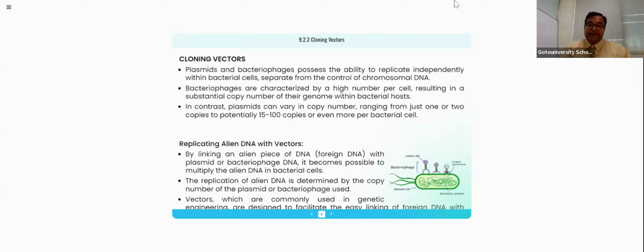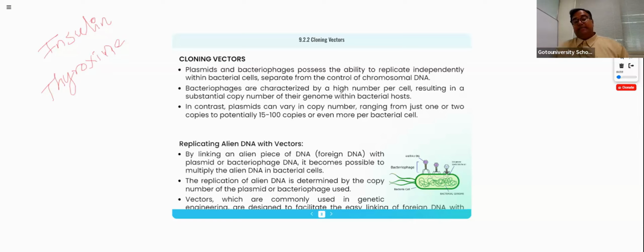Now we need to understand basically how we are duplicating the alien DNA. We can duplicate the alien DNA of our interest. For example, I need to duplicate the insulin gene. I need to duplicate the thyroxine gene, which is the gene that makes the thyroid hormone. So thyroxine is a hormone. This thyroxine hormone I can make to the maximum level, right?